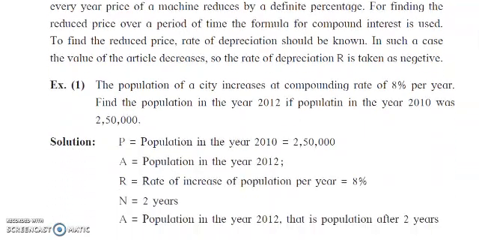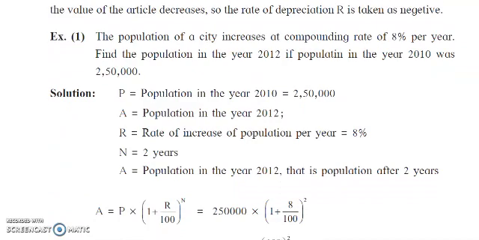For example, here one example is given: the population of a city increases at compounding rate of 8% per year, means every year 8% is the rate of increase of the population. Find the population in the year 2012, if the population in the year 2010 was 2,50,000. This was the population in the year 2010, and the rate of increase of population is 8%. So we have to find the population in the year 2012. So how to find? Let us see.